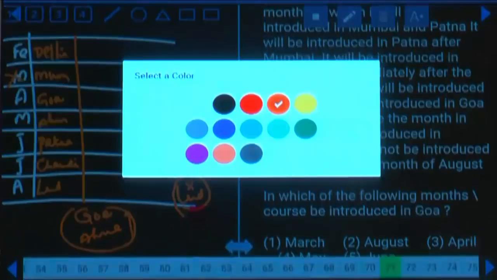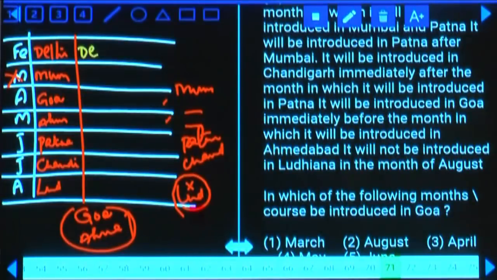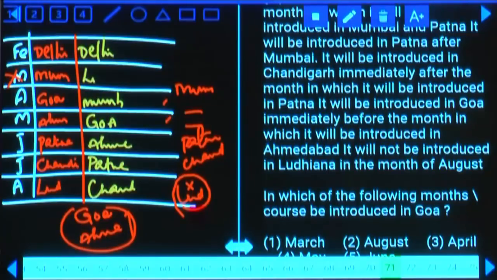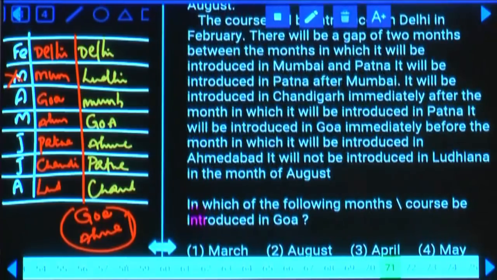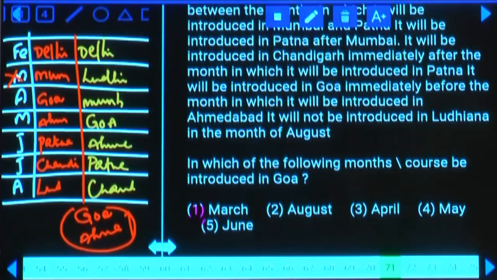Then what is the other possibility we have? We have only the second possibility: if this is Delhi, next one must be Mumbai. If this is Mumbai, 2 blanks between these 2, and this is Patna, and it is immediately followed by Chandigarh, and Goa and Ahmedabad must be adjacent to each other, hence Goa is here, Ahmedabad is here. Then what is left over here? Ludhiana must be at this place. Done with this? Now this is about question number 71 to 75. Now in question number 71, in which of the following months can the course be introduced in Goa? In Goa, in the month of May, that is choice 4.